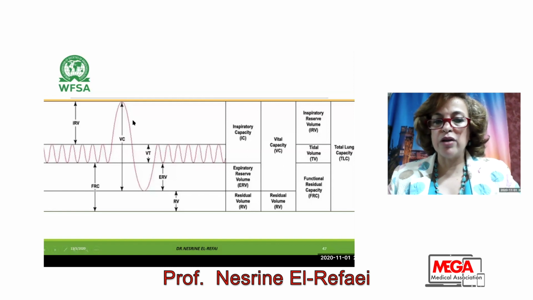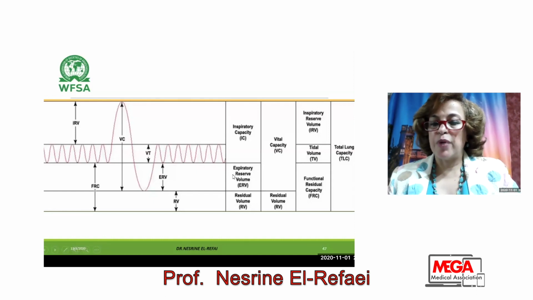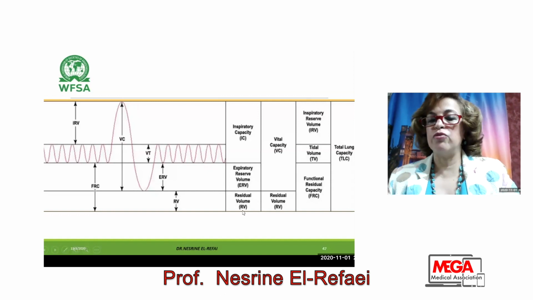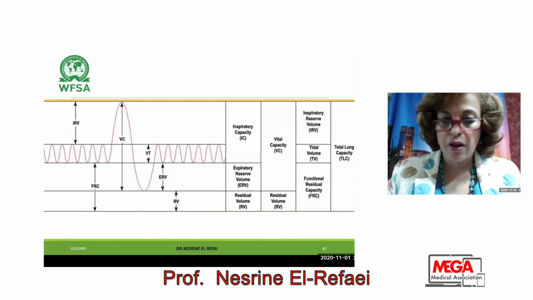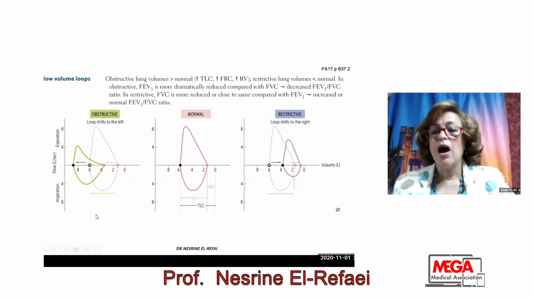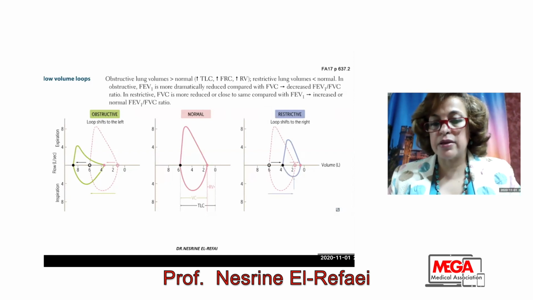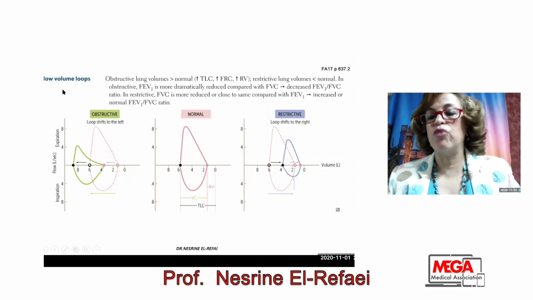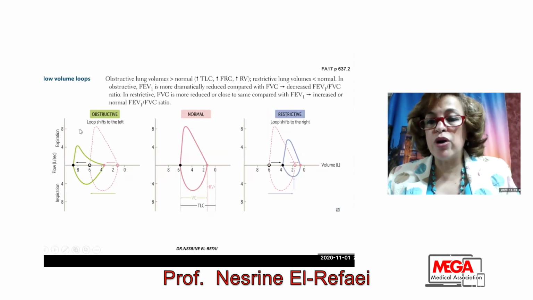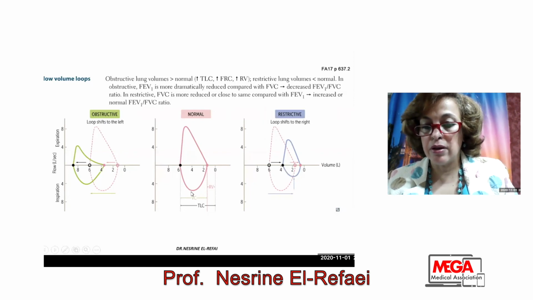So I just want to remind you with this physiology, what we mean by inspiratory capacity, expiratory reserve volume, residual volume, functional residual capacity. Here is the functional residual capacity. And here are the flow-volume loops. And actually, as an anesthetist and consultant, you have to know the flow-volume loops and how they look in different populations. Here is the normal patient. This is the expiration, and here is the inspiration.